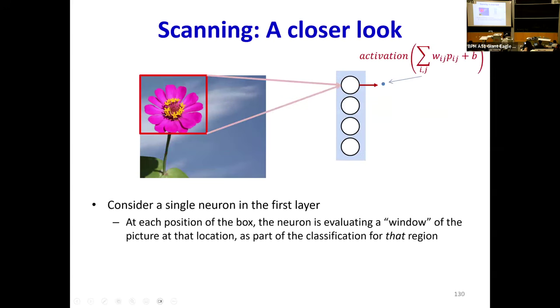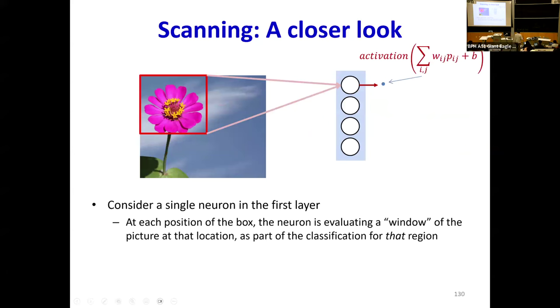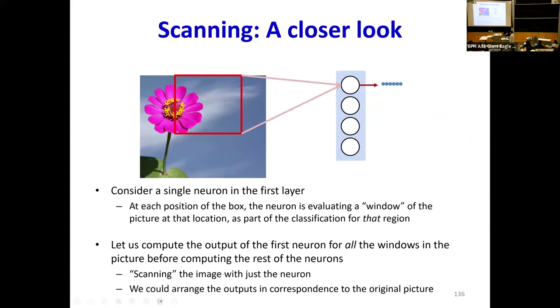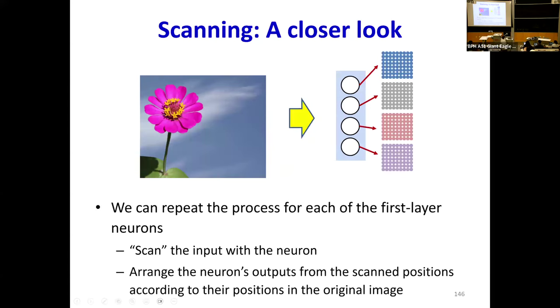But then I can change the order of computation. Instead of having the entire network analyze the entire input at each time, I can say that the neurons of the first layer are in a hurry. And they're just going to scan the input like so. And so this first neuron might just scan the entire input, and it's going to get one output at each position, right? I could arrange this output in the same pattern as the input itself so that the output of the neuron is basically a map of the input. And this can be done by all of the neurons in the first layer.